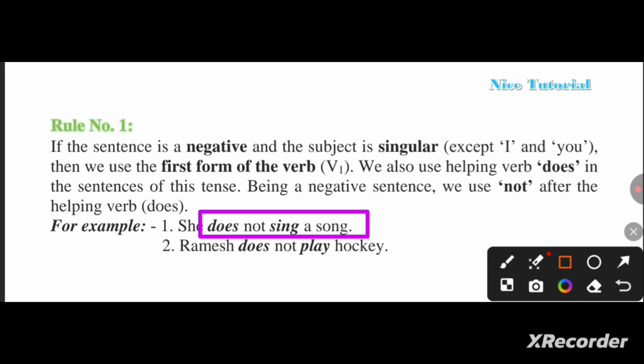Again, in the second sentence, we can see Ramesh does not play hockey. Here, Ramesh is a singular subject and the sentence is negative. That's why we have used the words does not. And we have not used S or ES with the verb, that is play.